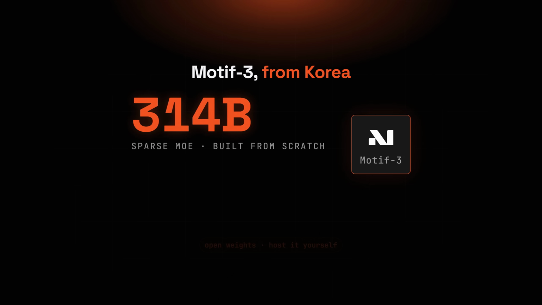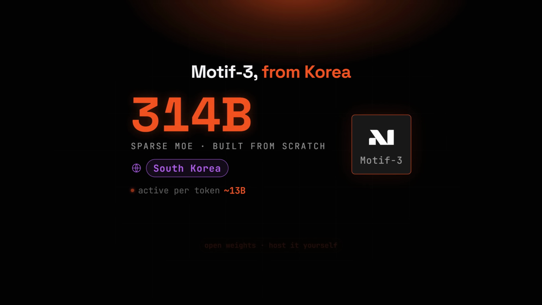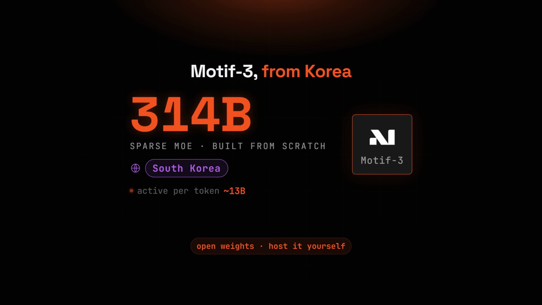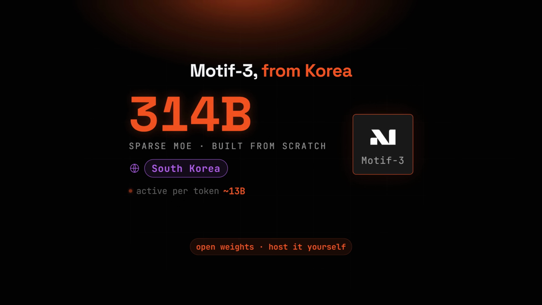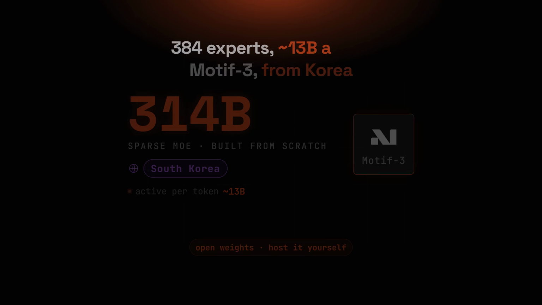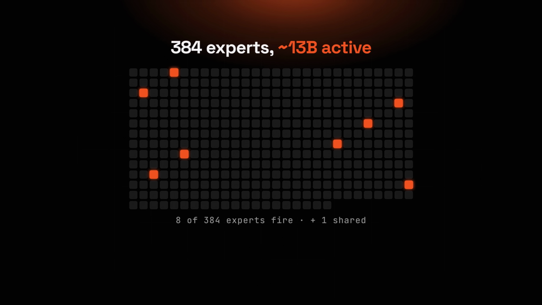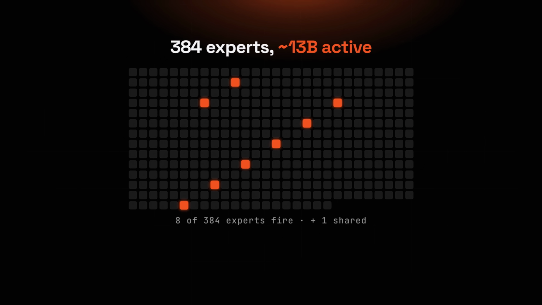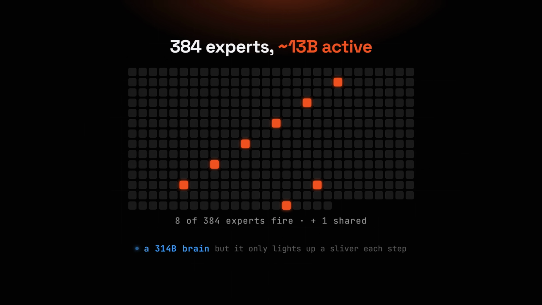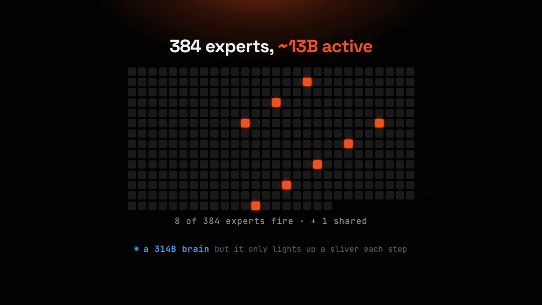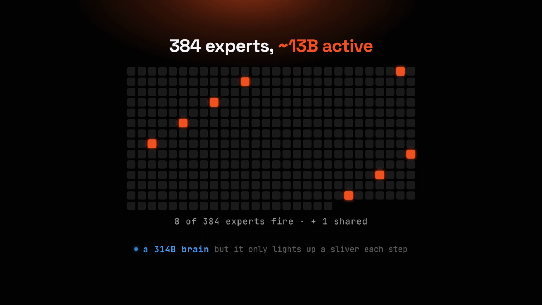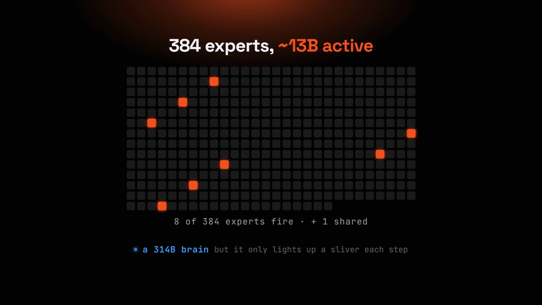It is called Motif 3, and it comes from a Korean startup, Motif Technologies. 314 billion parameters, a mixture of experts, and this is the part I respect, built from scratch, not a fine-tune of somebody else's model. Under the hood, it is a sparse design. 384 expert networks and only a handful fire on any given token, so about 13 billion parameters are doing the work at a time. Big brain, cheap to run.